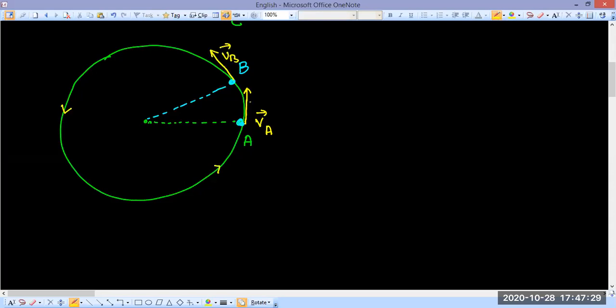So these velocities are obviously different in direction. Okay, we are going to derive this for UCM. All right, please remember that. We will try to derive this for UCM.